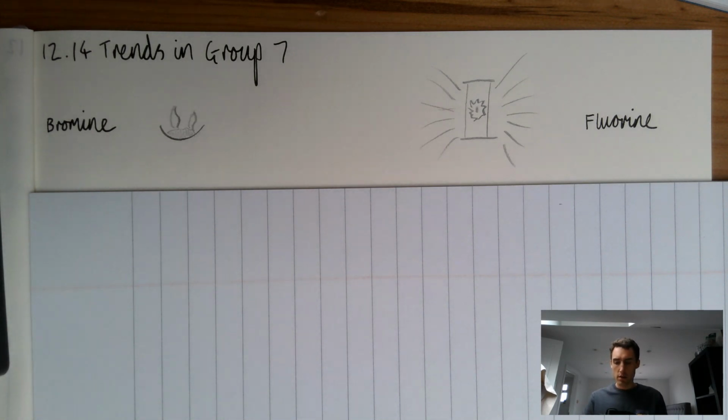Now, I've included a video in the slides. You may wish to demo this yourself. You probably want to do it in a fume cupboard because the halogens are not very nice gases. Or you can use the video as well. What we really want to draw students' attention to is the difference between the reactions of the larger halogens like bromine and iodine versus fluorine.